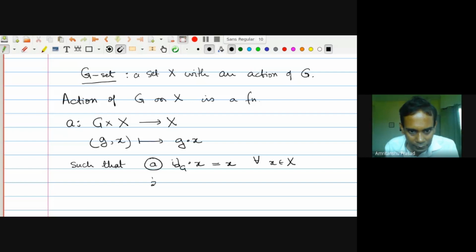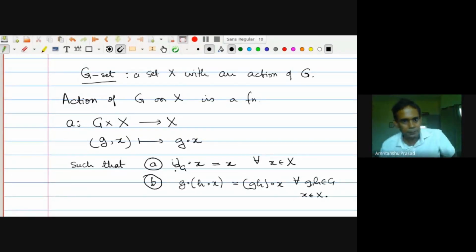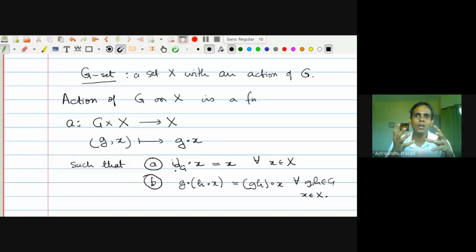And the second is the compatibility with the group structure, which says that if I take g dot (h dot x), then this is the same as (gh) dot x for all g, h in G and x in X. So this is the notion of an action. Intuitively, the elements of the group are transforming the set X. Each element of the group does something to the set X. It moves around the elements of X.